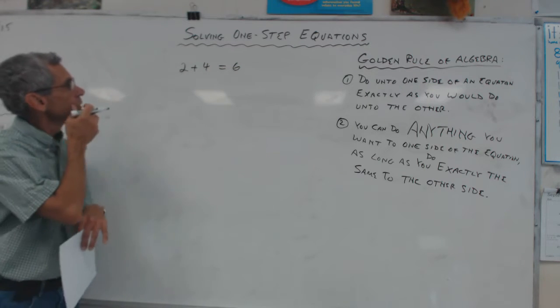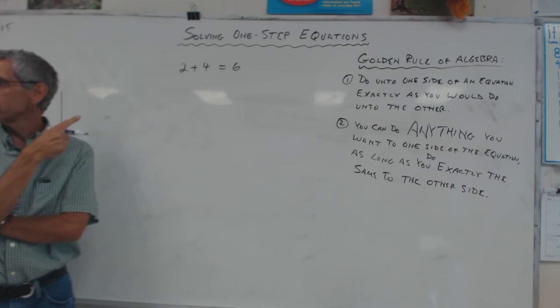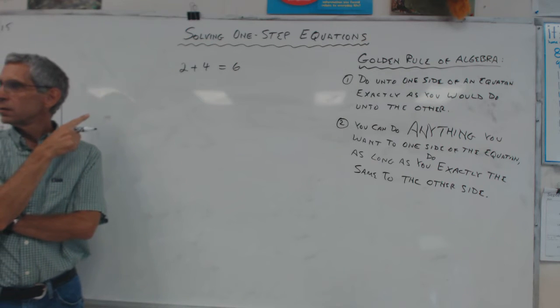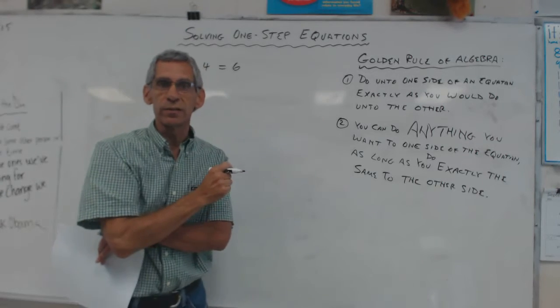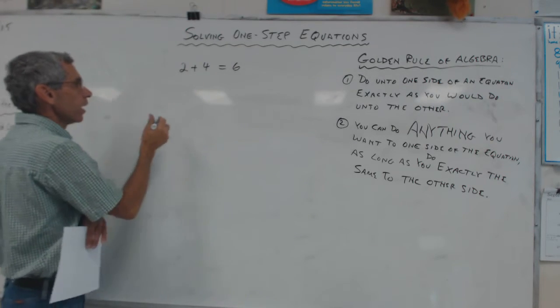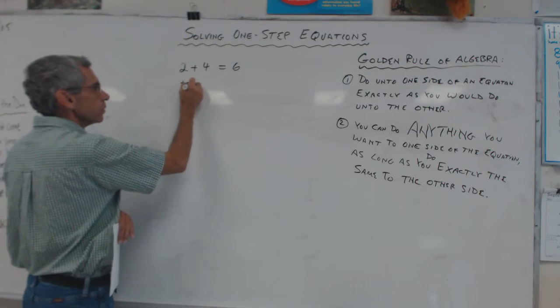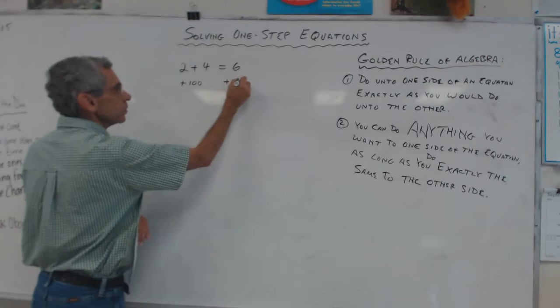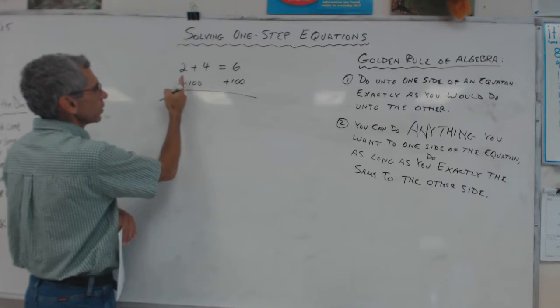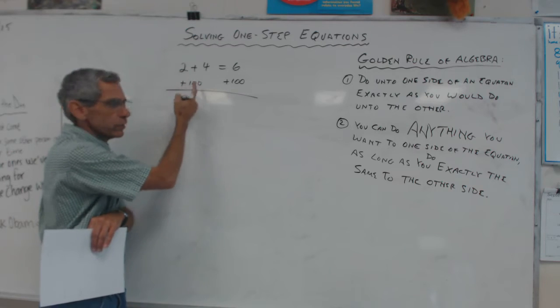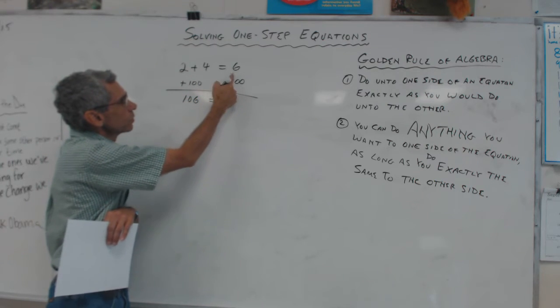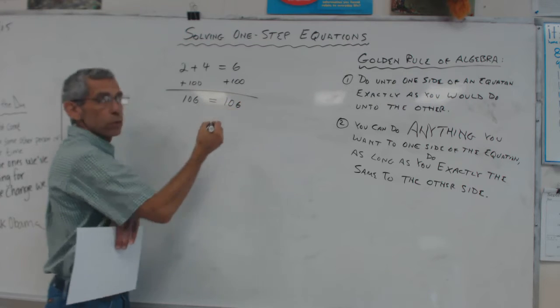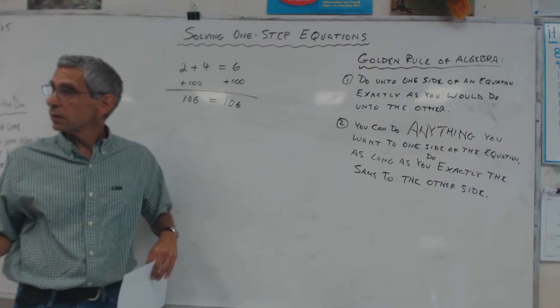Is that a true equation or is that a false equation? That is a true equation. Okay, so this says I could do anything to one side as long as I do it to the other. All right, I'm going to add 100 to both sides. 100 plus 2 is 102 plus 4, 106. 106 equals 106. Whoa, that worked, right?